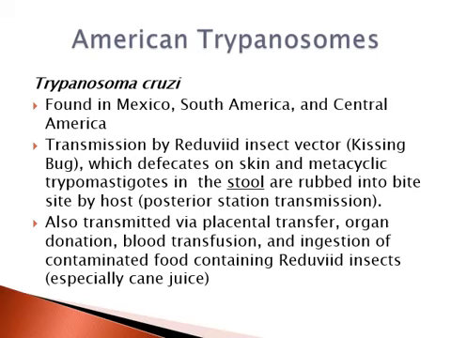This is called posterior station transmission. While the parasites injected by saliva are called anterior station transmission. This is characteristic for Trypanosoma cruzi. Also, Trypanosoma cruzi is transmitted via placental transfer, meaning it can be a congenital disease, also organ donation, blood transfusion, and ingestion of contaminated food containing reduviid insects, which fall inside the juices, especially cane juice.